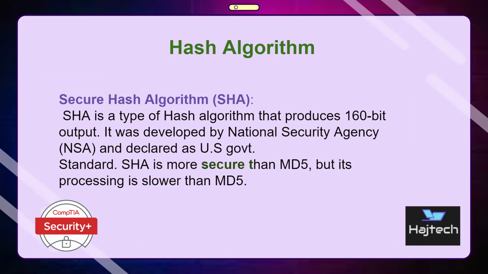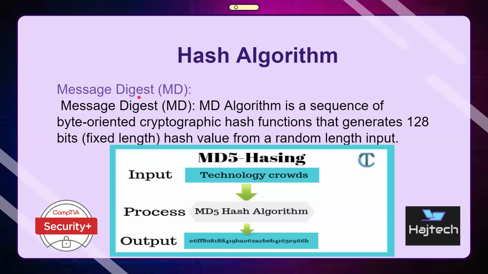The most famous hashing algorithm is Secure Hash Algorithm, or SHA. The other one is called MD, but SHA is more secure than MD5, although the process is slower. MD5 is fast but less secure than SHA. MD5, this is version 5, and MD means message digest.